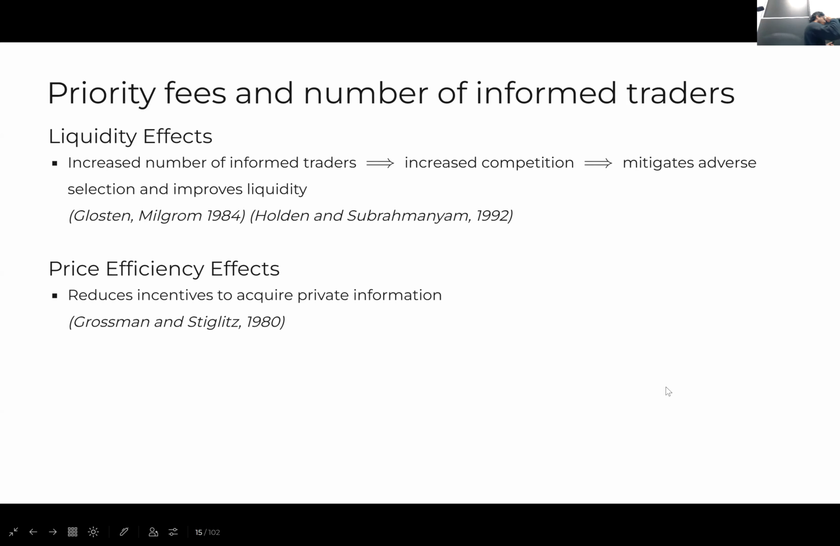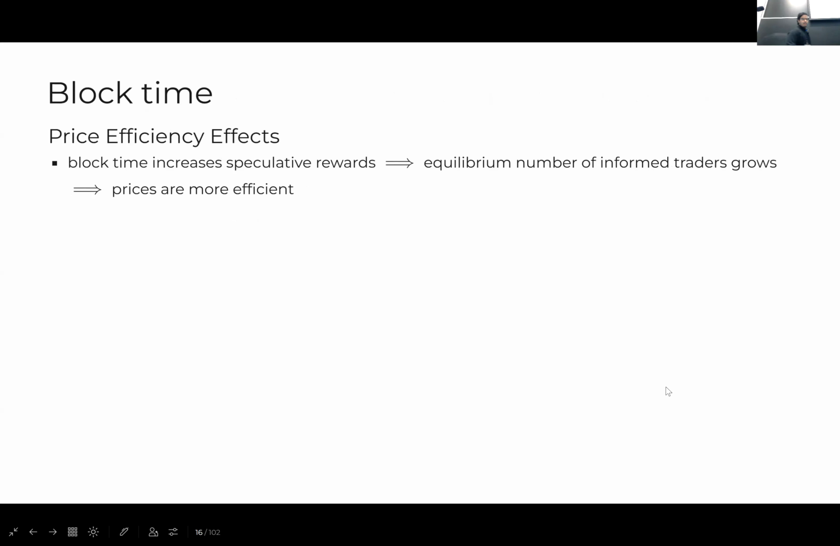Priority fees also have effects on price efficiency. We endogenize the number of informed traders competing for priority in blockchains, and we see that the presence of priority fees reduces the number of informed traders that would enter the competition, obviously because it's an extra cost. That reduces price efficiency. Price efficiency means how much private information has been disseminated in the price.